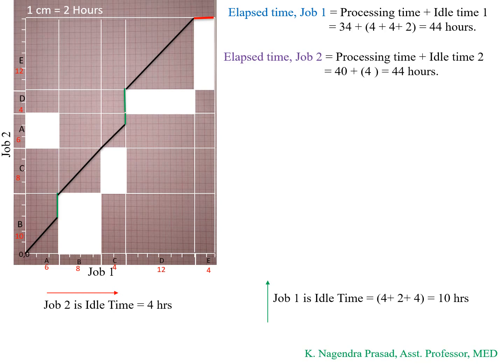Similarly, the elapsed time for job 2 equals the processing time for job 2 plus the idle time for job 2. It is already given in the data. The processing time for job 2 is 40 hours and we calculated the idle time for job 2 is 4 hours. So the total is 40 plus 4, 44 hours. So this is the solution.